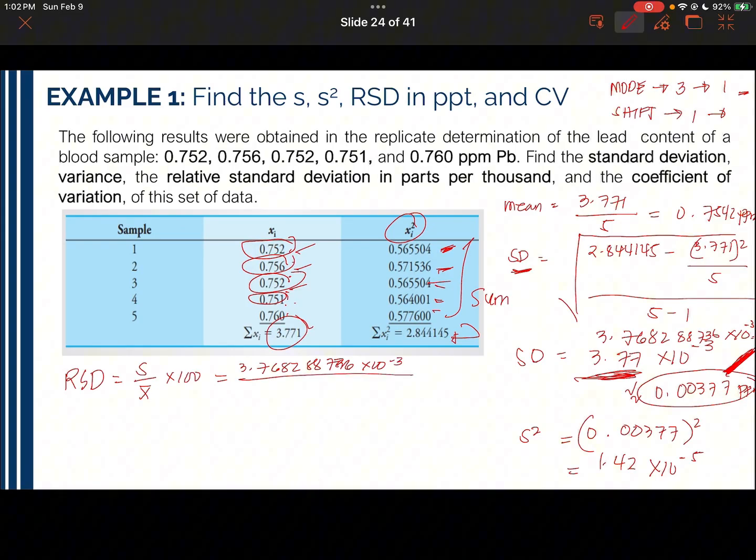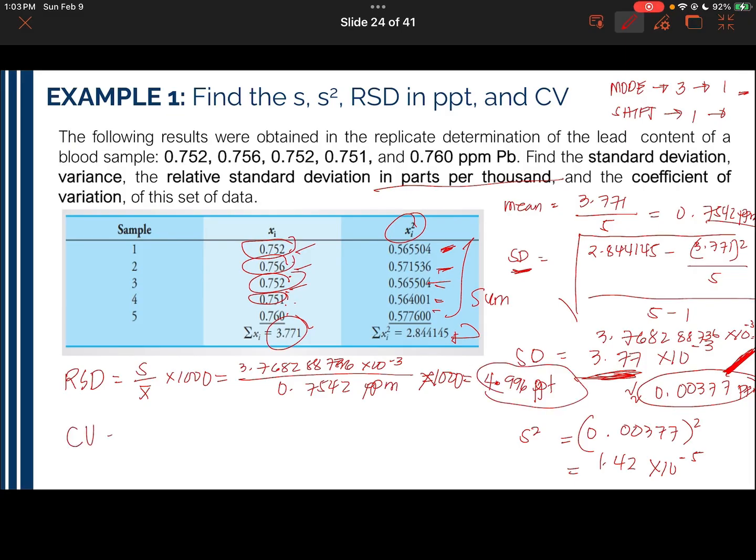Divide by the mean. What is the mean? 0.7542 ppm. So RSD times 100 is equal to 4.99. Actually, it is times 1,000 for the RSD because it is in PPT, directly parts per thousand. 4.996 PPT. This is the answer.